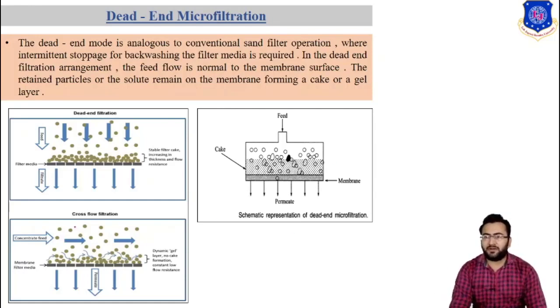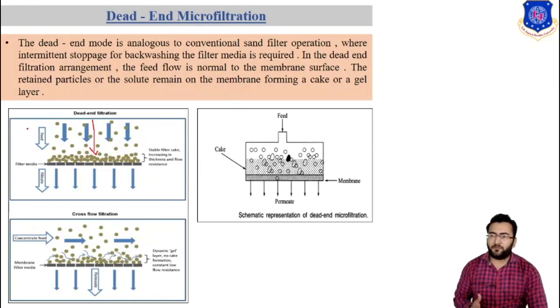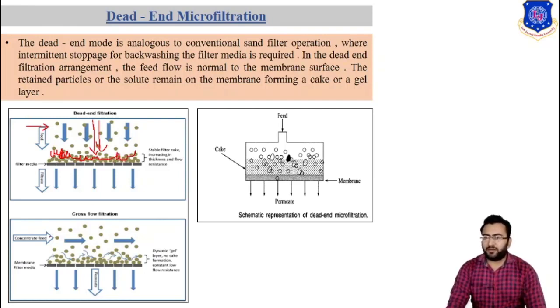So in dead end filtration, the flow of feed is like this, whereas in cross flow the feed is in this direction, and in dead end the flow of feed is in this direction. So the rejected particles lay on the surface of the membrane, whereas in cross flow membrane, the flow is applied in this direction and the particles will be run off due to the flow. In dead end, the particle accumulation occurs on the surface of the membrane, and if we want to remove these particles, we have to apply backwash in dead end filtration.